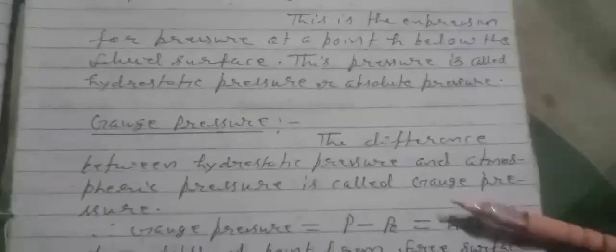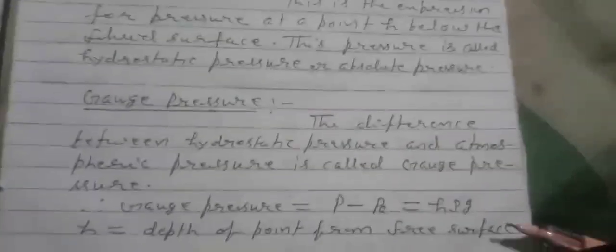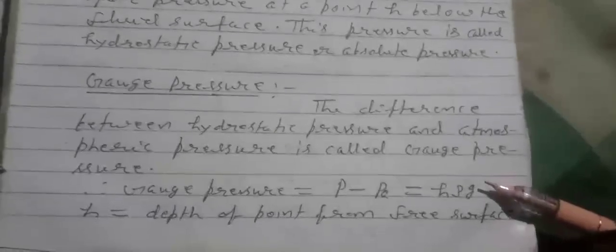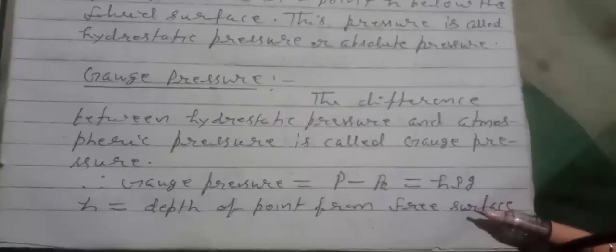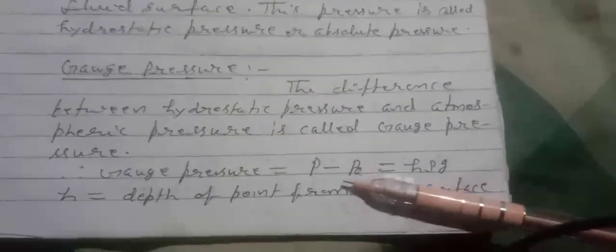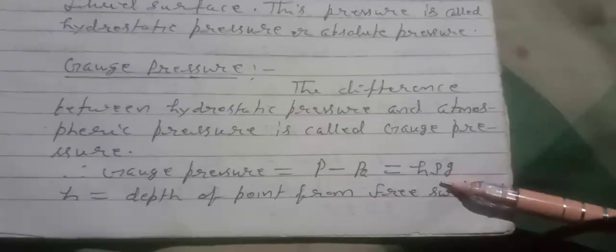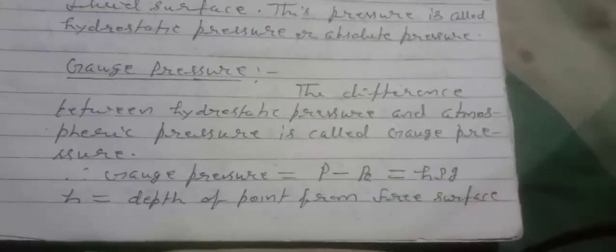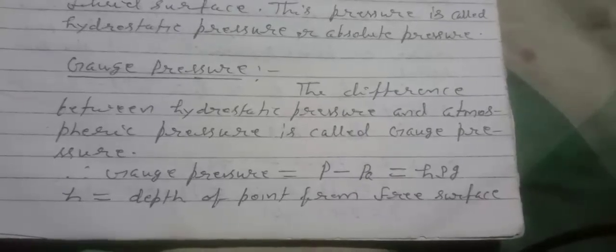Now gauge pressure. The difference between hydrostatic pressure and atmospheric pressure is called gauge pressure. Hence gauge pressure equals P minus PA equals h rho g, where h is the depth of the point from the free surface.